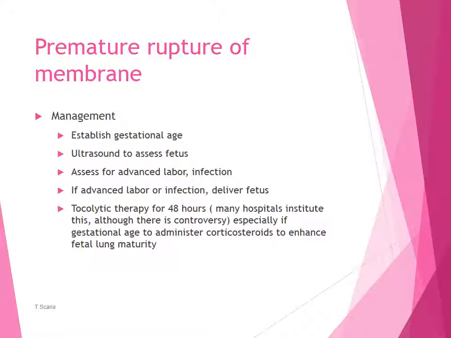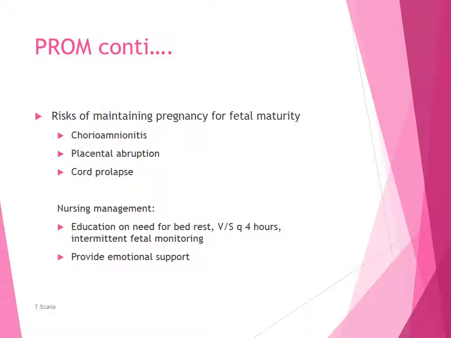But what is the controversy? When you give tocolytic therapy, you are delaying labor and you are delaying the contractions. So when you delay this, if there is some infection already existing, that can advance and more complications can occur. The risks of maintaining pregnancy for fetal maturity are chorioamnionitis, placental abruption, and cord prolapse.